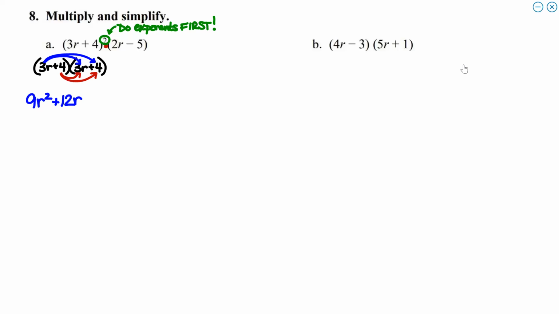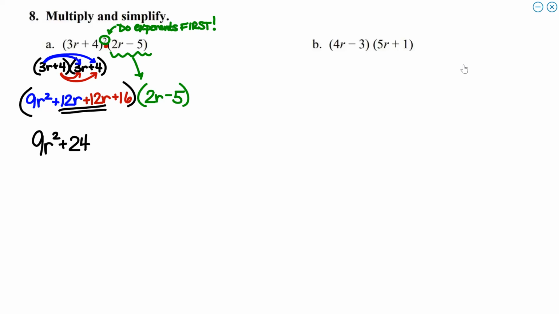What is 4 times 3r? Another 12r. And then 4 times 4? 16. All right, so here's what I got from squaring. I'm going to bring this guy down because we haven't done anything with it yet. Inside those black parentheses, are there any like terms that I should combine together before I do anything else? 12r and 12r. What do I get when I put those two together? 24r.